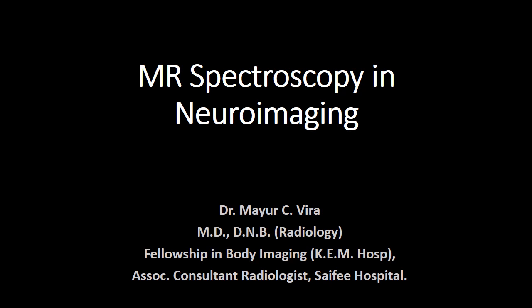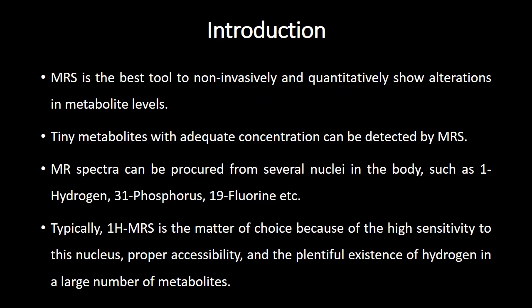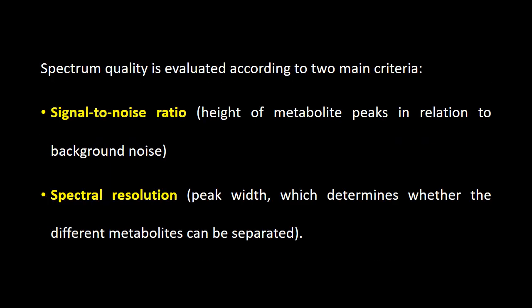Today I am going to speak about MR spectroscopy in neuroimaging. MR spectroscopy is the best tool to non-invasively show alteration in metabolite levels. Even tiny metabolites with adequate concentrations can be detected by spectroscopy. It can be procured from several nuclei such as hydrogen, fluorine, or phosphorus. However, hydrogen is the nucleus of choice because of its high sensitivity and plentiful existence in a large number of metabolites.